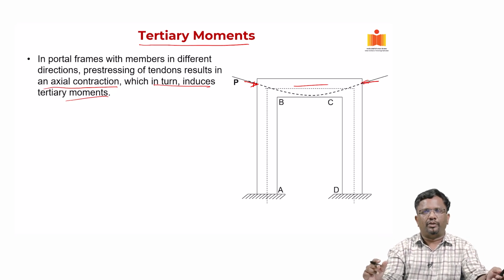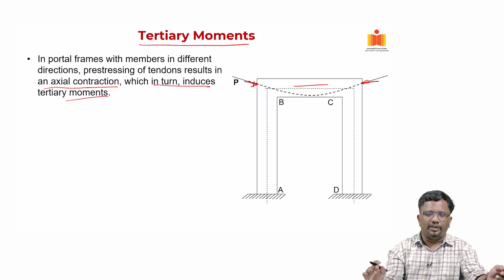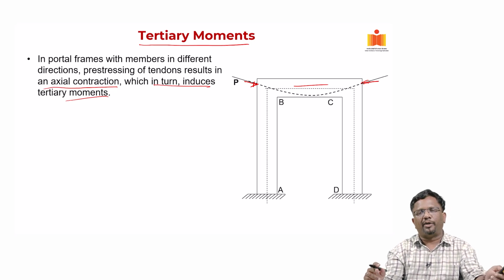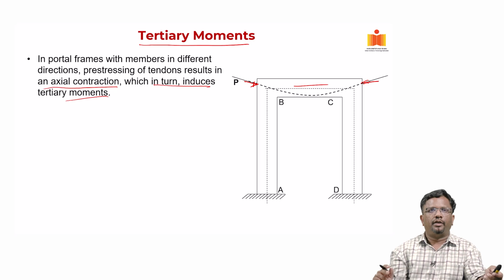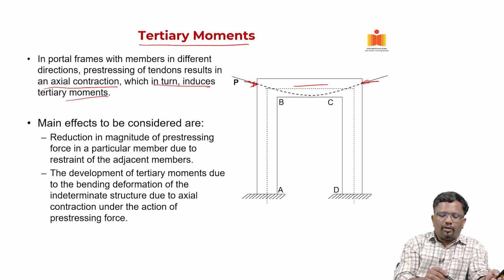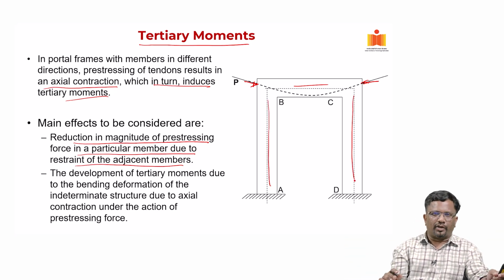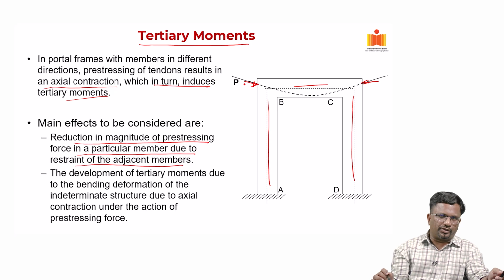So, when the member is trying to shorten, in other words, the columns A, B and C, D will prevent that shortening that is happening to the member B, C, right. So, let us look at it. What are the main effects of this tertiary moment? There will be a reduction in the magnitude of pre-stressing force in a particular member due to the restraint of the additional members. Now, when I am trying to squeeze it, these members will prevent that axial shortening in a way; they will offer resistance. So, the net effect of pre-stressing on the horizontal member will get somewhat reduced.